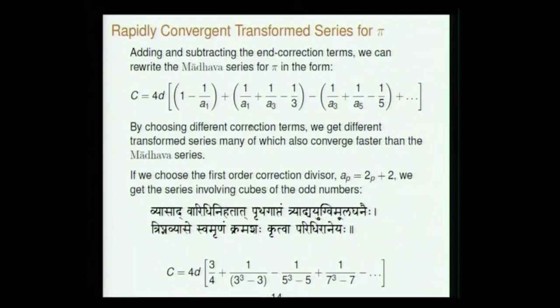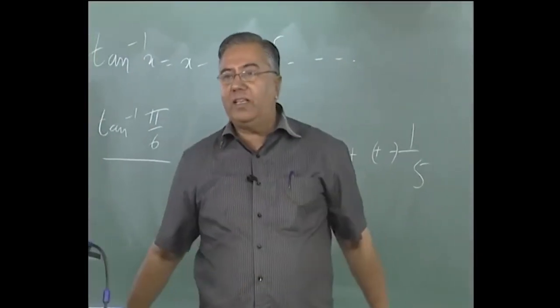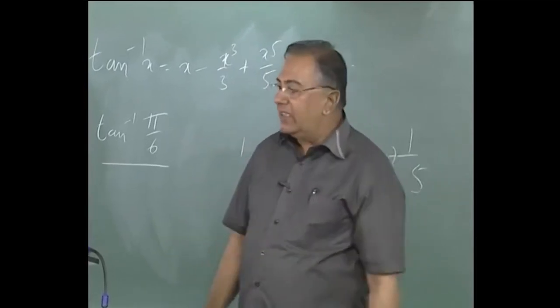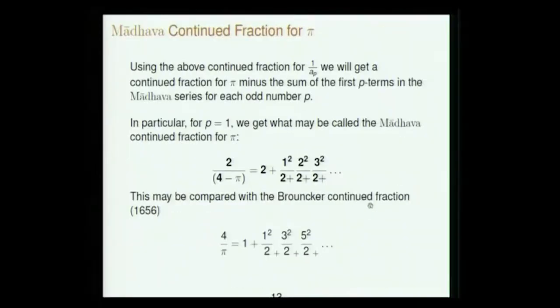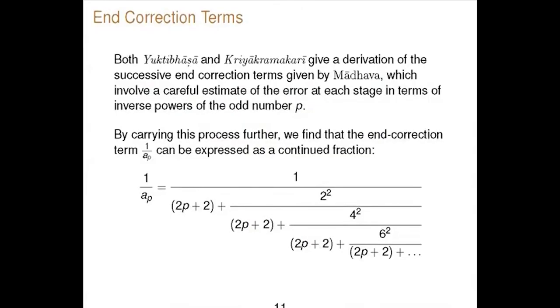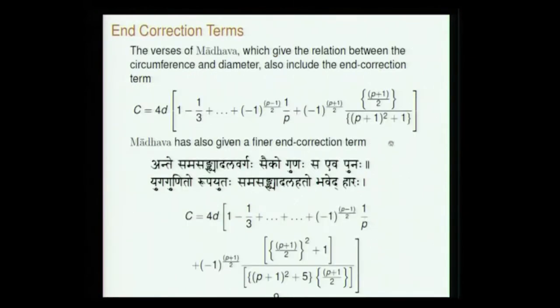Now, the thing that you put in, that is where the cleverness comes. Those correction terms are the best things to be put in, because that is what will transform the series into a faster convergent series. So, this correction divisor 2p plus 2, which we did not use at all, is the lowest order correction term. That is, to this series after 1 by p, you just say minus 1 to the power p plus 2, 1 over 2p plus 2. That is the simplest correction term. Madhava's correction term was more complicated. Madhava's second correction term is even more.